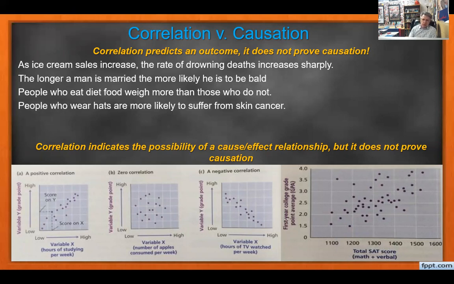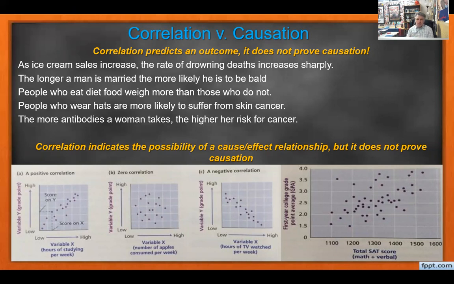People who wear hats are more likely to suffer from skin cancer. Well, people who wear hats are more likely to have fairer skin. It's the fairer skin that is probably going to be more likely to cause the skin cancer. The more antibiotics a woman takes, the higher her risk for cancer. Well, the higher your risk for cancer, the higher your risk for a lot of diseases. And if you're at a higher risk for a lot of diseases, you're more likely to take antibiotics.